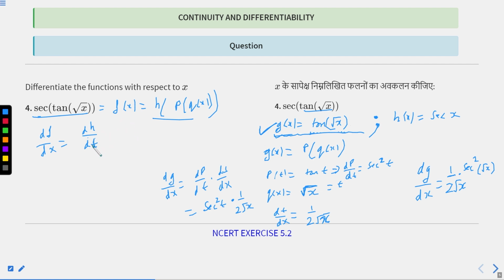So dh by dt I will be using. Now t is p of s, taking this as s. Let me make it short, don't get confused. I think this will be confusing for you, so let me use the simplest method. Just do as I say. That's it.